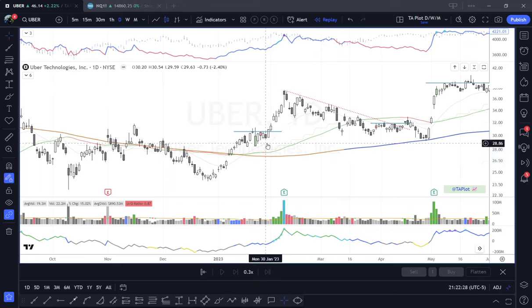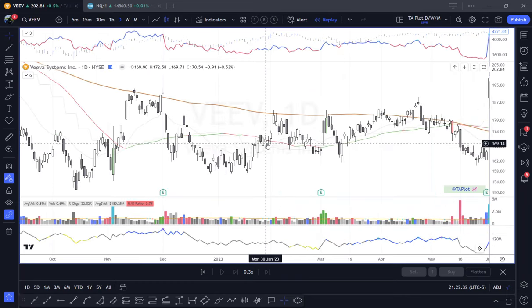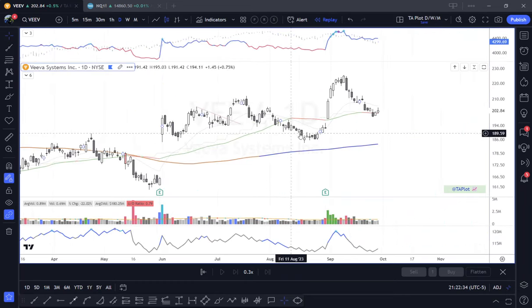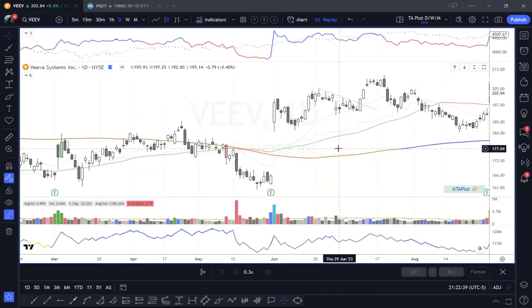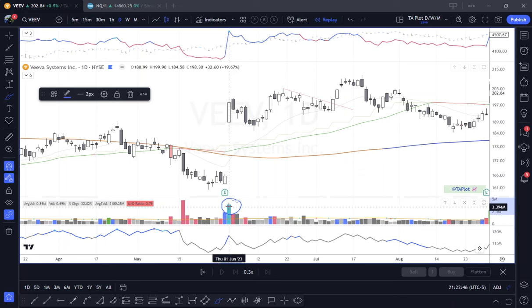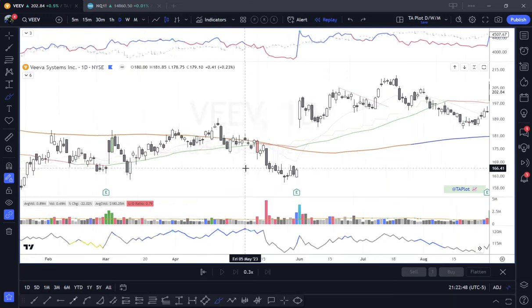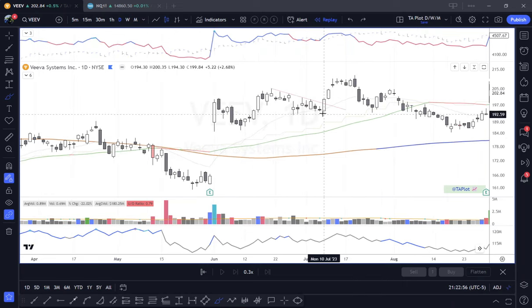Okay, let's take a look at VEEV, which is also another one that I trade. Not this, but this is a good example. I traded VEEV here. This made it on my list after it had the earnings and the highest up volume in a year. That's what the cyan color is. And I missed the setup here. Don't know why, but I did. I think it was too early. I wanted a little bit more. But then it gave me this setup right here, which is really, really sweet.